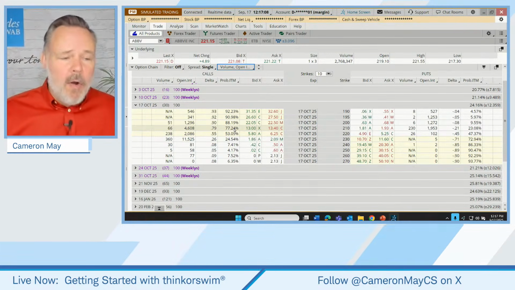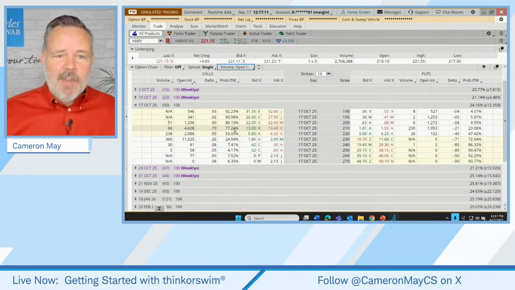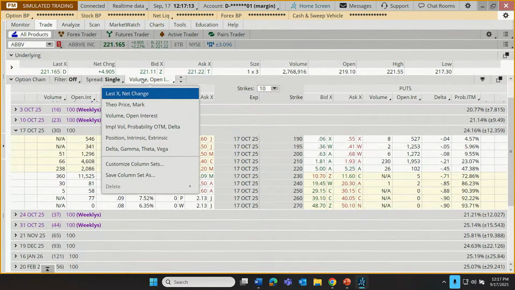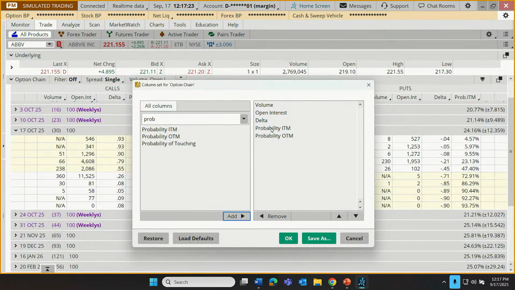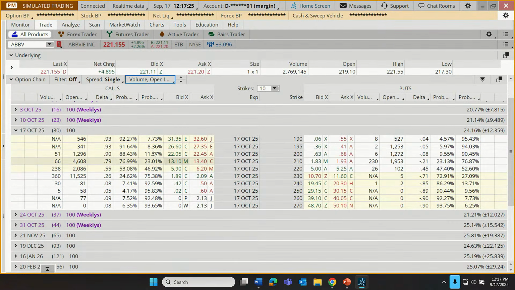That's true. Or guess what? There's a tool for that. Let's pop up here to our layout again. Let's further customize our column set. Let's start typing in the word probability again. And let's add that to our list of columns.